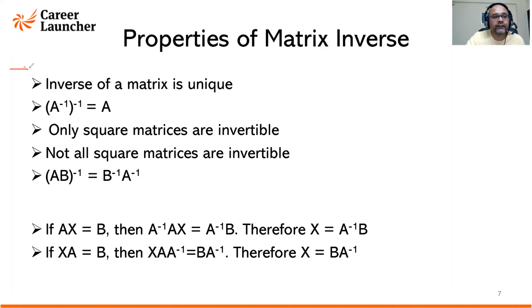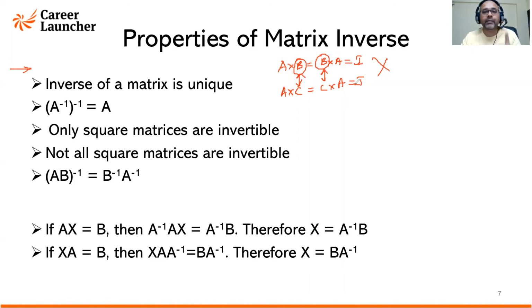Firstly, there will be only one inverse for a matrix. You cannot have two matrices like this: A into B equal to B into A equal to I, and another, A into C equal to C into A equal to I. You're basically saying that B and C are two matrices which when multiplied with A give you the same result. They cannot exist. If the inverse exists for a matrix, only one unique inverse will exist. You cannot have two different answers.